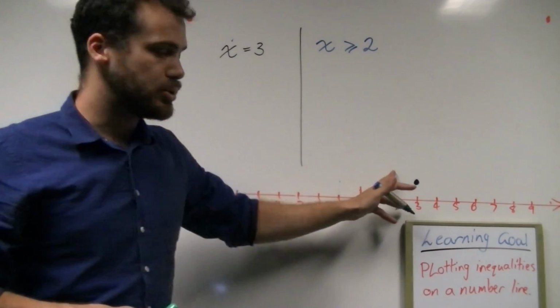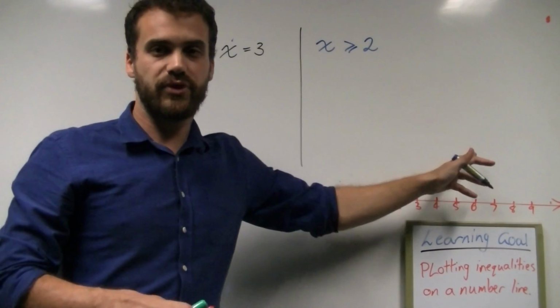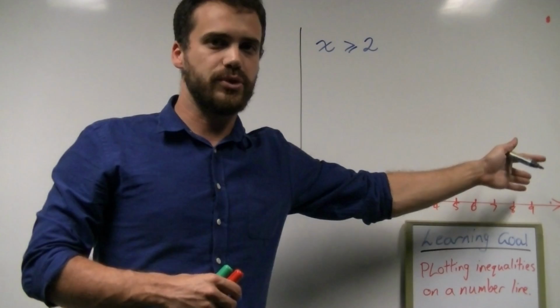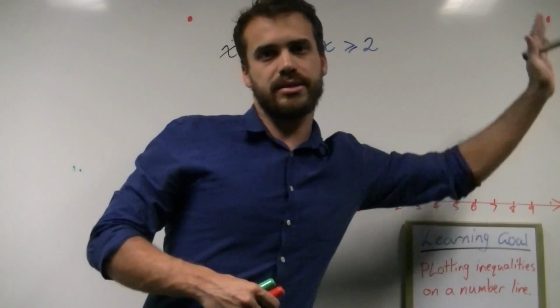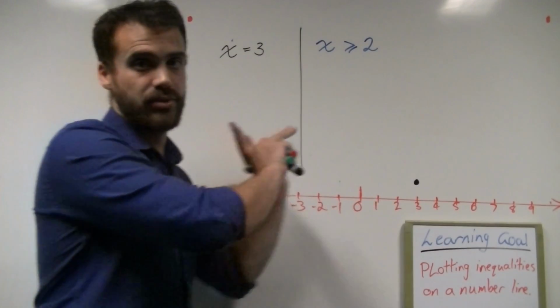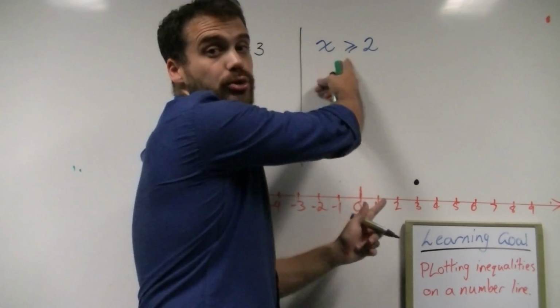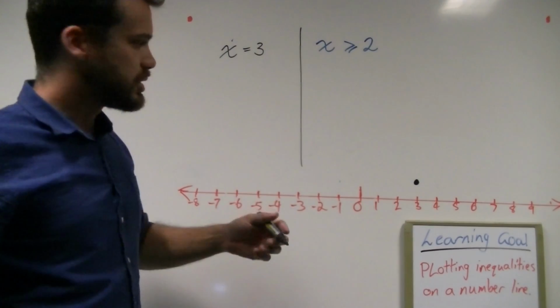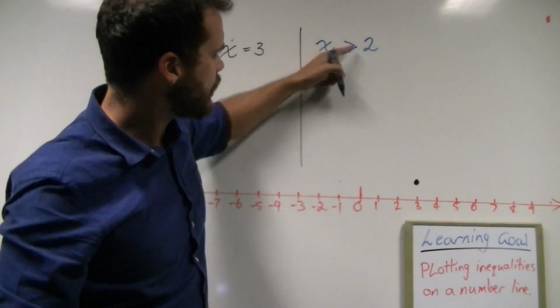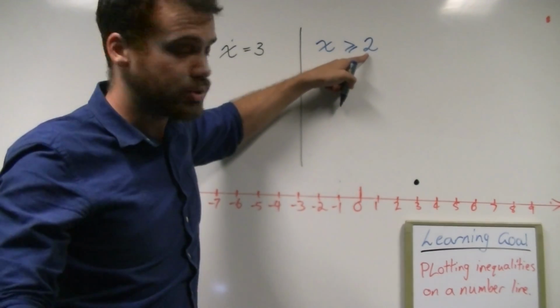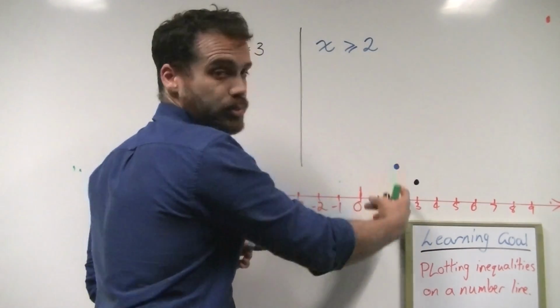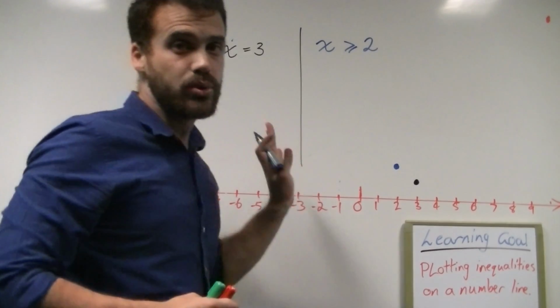So x is 2, it's 3, it's 4, it's 5, it's 5.5, it's 7.23, it's 9.847, it's 100, it's 1,000, it's a million. It's all of the numbers this side of 2, including 2. That's what the equals means. Greater than or equal to. So, to draw this, x is equal to 2. So we put a dot in line with 2.